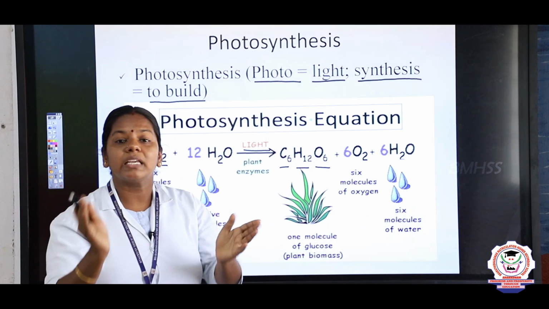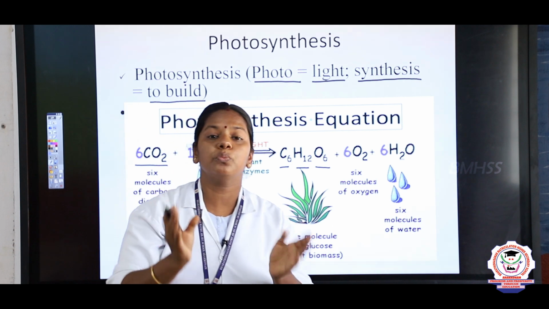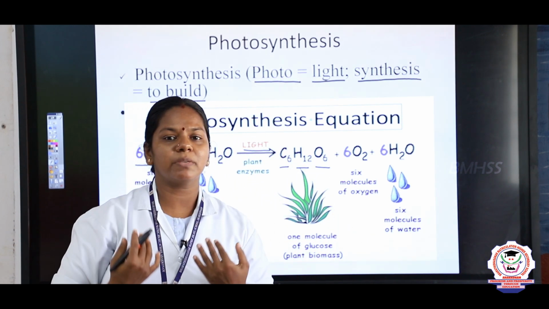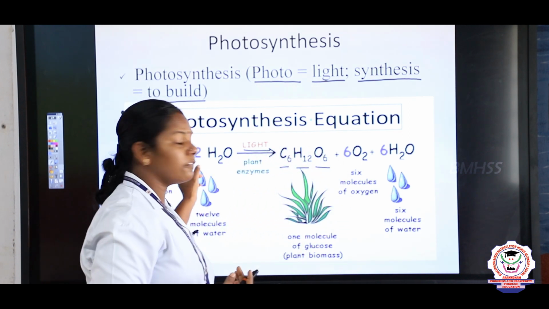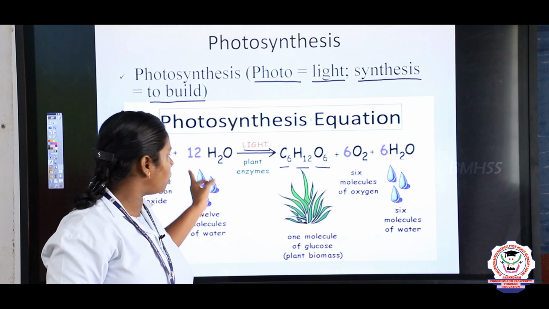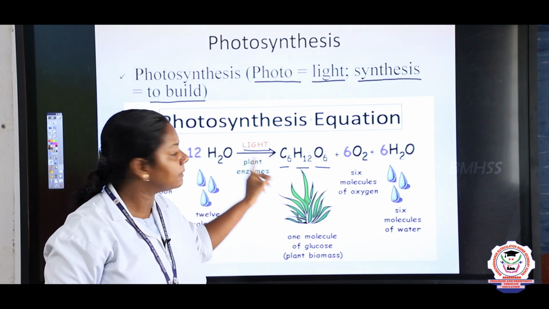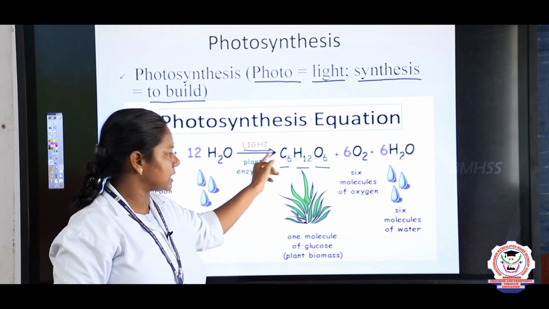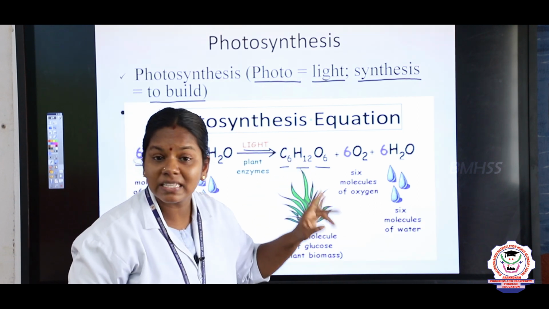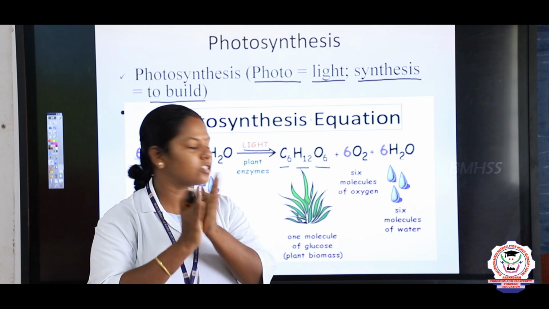So the overall equation of photosynthesis, a very important question, children. Just repeat the equation. Say along with me, children. 6 CO2 plus 12 H2O in the presence of sunlight gives C6H12O6 plus 6O2 plus 6 H2O. Very good, children, very good.